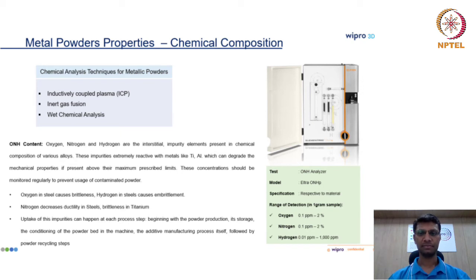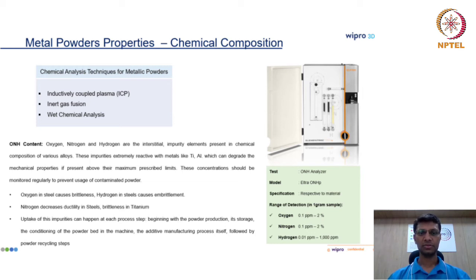So what happens if they go above the prescribed limit? Oxygen in steel causes brittleness, hydrogen in steel causes embrittlement. Nitrogen decreases ductility in steel and causes brittleness in titanium. And uptake of these impurities can happen at any stage during handling, beginning with the powder production, its storage, the conditioning of the powder bed, then the additive manufacturing process itself, followed by the powder recycling steps.